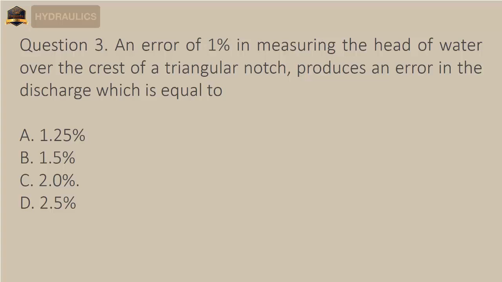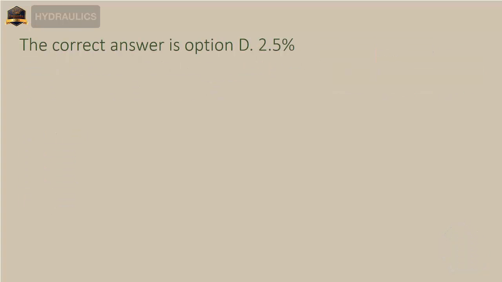Question 3. An error of 1% in measuring the head of water over the crest of a triangular notch produces an error in the discharge which is equal to A. 1.25%. B. 1.5%. C. 2.0%. D. 2.5%. The correct answer is option D, 2.5%.